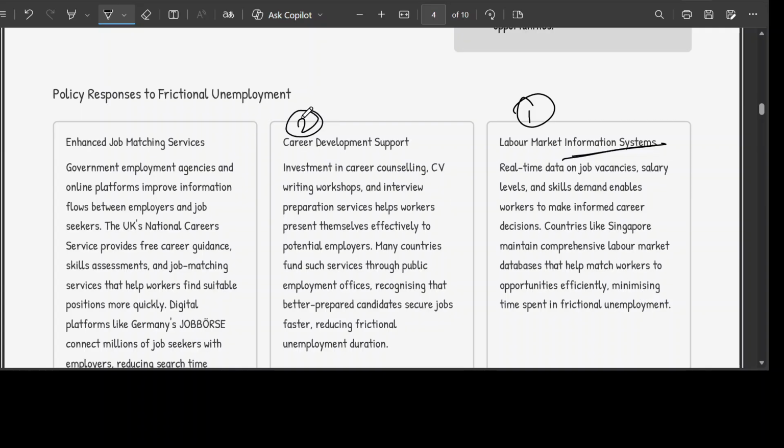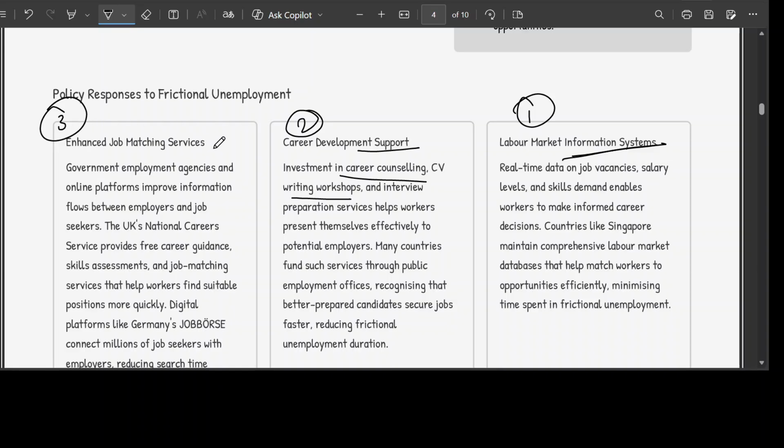Another policy is providing support in terms of career counseling, CV writing workshops, and interview preparation services, so that candidates can effectively present themselves in front of potential employers. Many countries fund these kinds of services through public employment offices so that they can prepare candidates to secure jobs faster, reducing frictional unemployment.